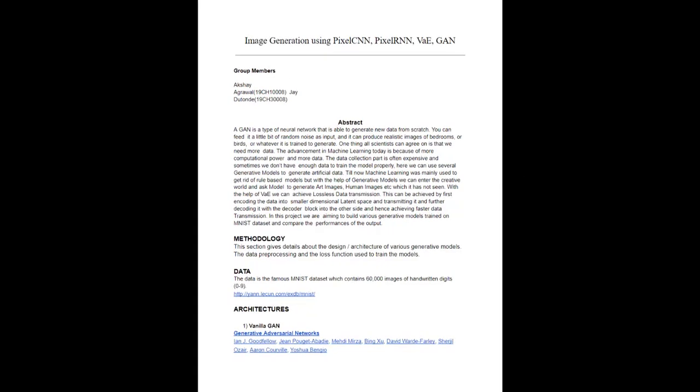Our topic was image generation using PixelCNN, PixelRNN, VAE, and GAN. Our group members include Akshay Agrawal, Jay Dutonde.